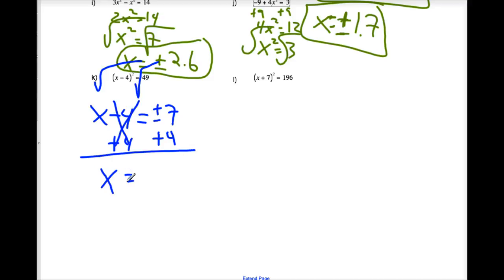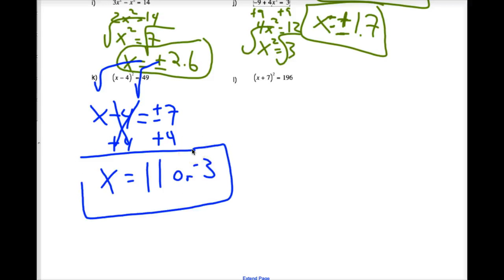Because you already factored out the plus or minus. 3 or 11. No, you're close. Negative 3 or 11. Guys, listen. Plus 11, negative 3, not plus or minus. Can I do the 11 first? 7 plus 4 is 11. Negative 7 plus 4 is negative 3. There's our two solutions.